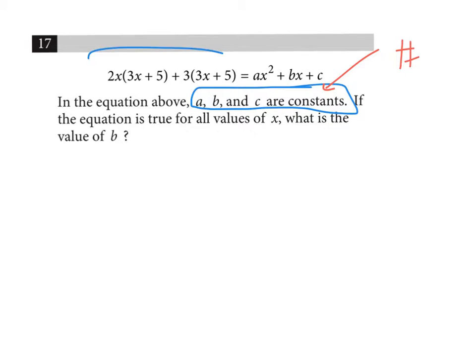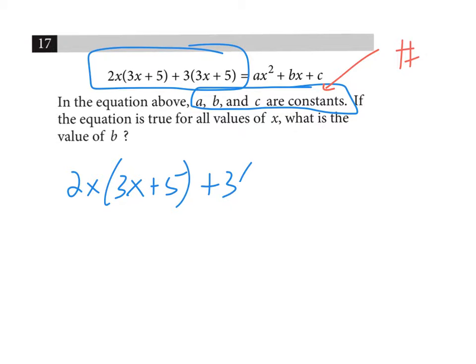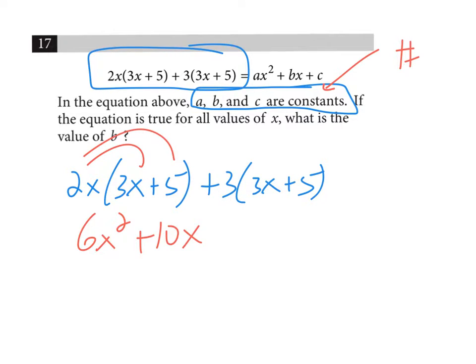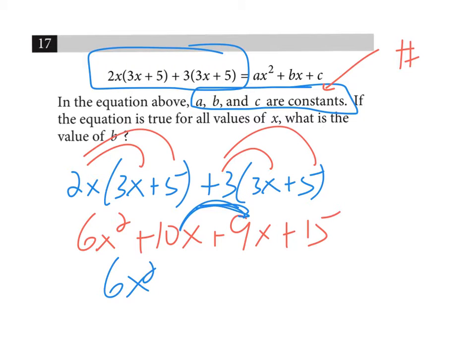Well, let's take this left-hand side first and try to simplify it. What I'm going to do is distribute twice to get rid of both sets of parentheses. So here I'm going to have 2x times 3x, 6x squared, 2x times 5, 10x, 3 times 3x, or 9x, 3 times 5, or 15. So when I simplify, I have 6x squared, 10x plus 9x is 19x, plus 15. So that's what the left-hand side simplifies into.